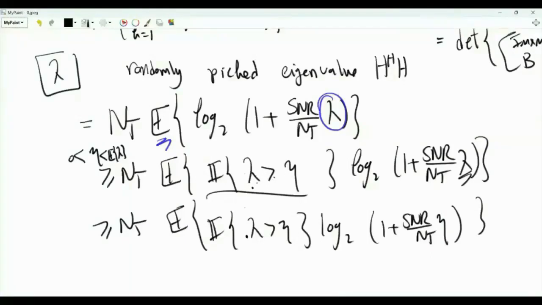Now, if lambda is greater than eta, then both indicators are equal to 1. And if lambda is greater than eta, because the logarithmic function is strictly increasing, then the log of 1 plus SNR over nt lambda is greater than log 1 plus SNR over nt eta. This inequality here is verified.